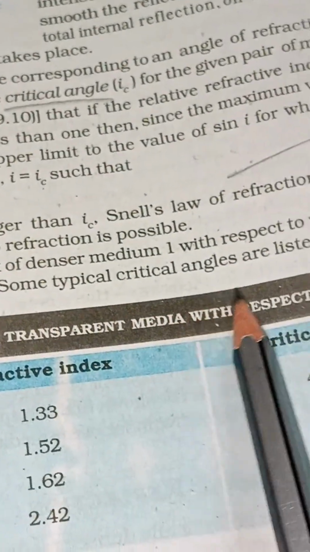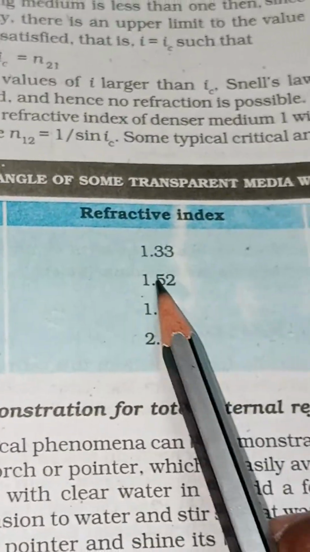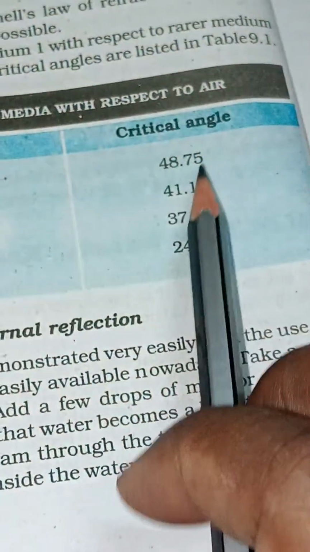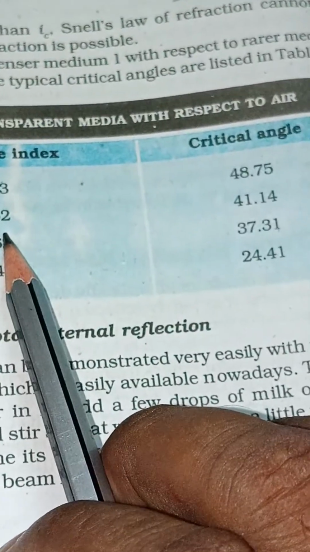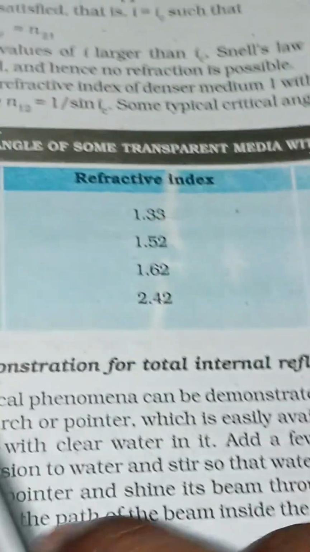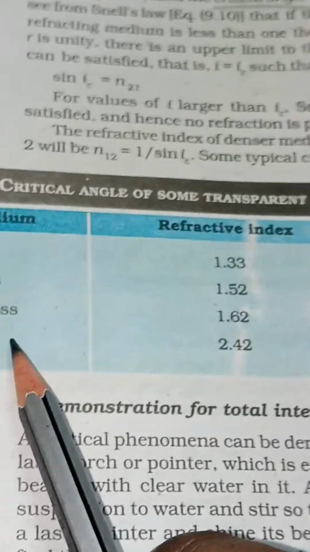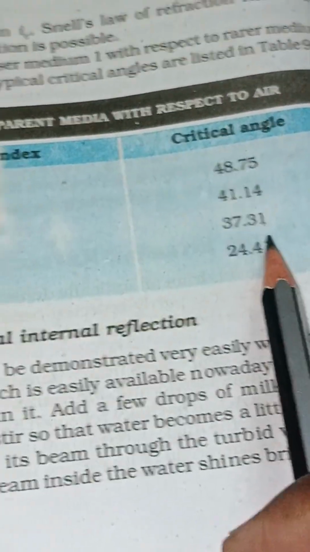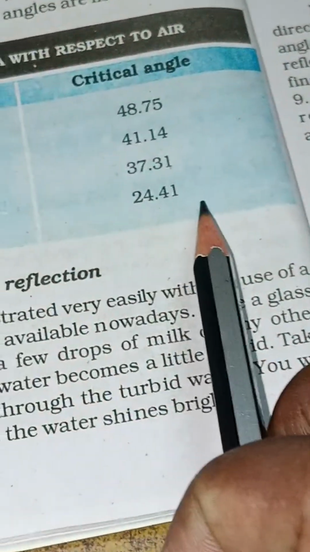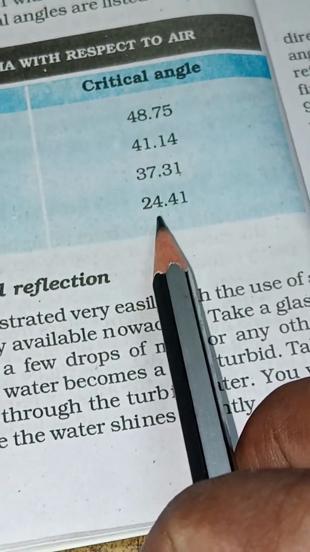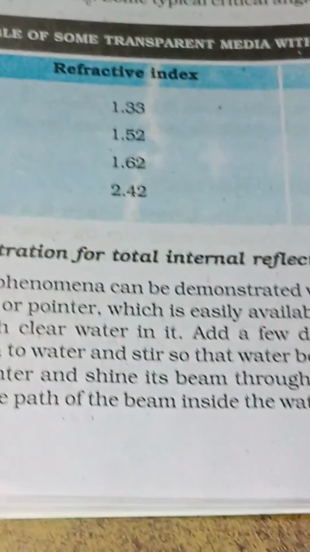Some typical critical angles are listed in the figure. In water, refractive index 1.33, the critical angle is 48.75 degrees. Crown glass, 1.52, critical angle 41.14. Dense flint glass, 1.62, critical angle 37.31. Diamond, refractive index 2.42, critical angle 24.41. Next, we will continue.